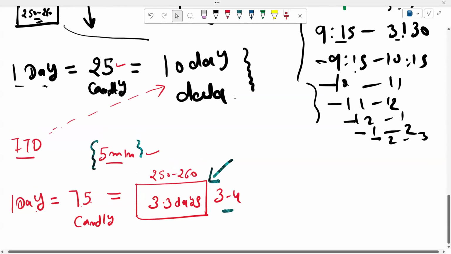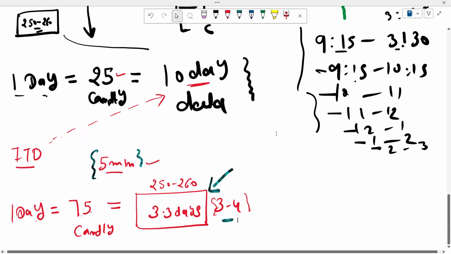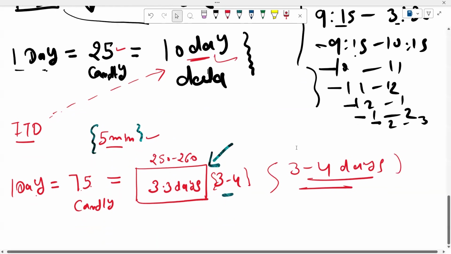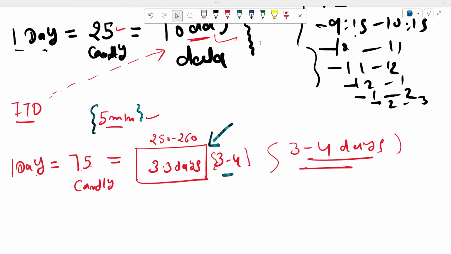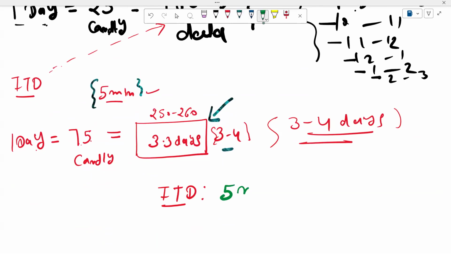Now you tell me, if you are an intraday trader, do you want this 10 days of data, or is only 3 to 4 days of data sufficient for intraday trade analysis? You just need the last 3 to 4 days of data, that's sufficient for you. You do not even want 10 days of data. So now I think it's clear which time frame we will use for an intraday trader. You will use the 5-minute time frame.